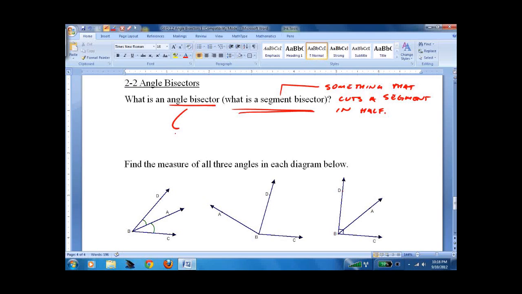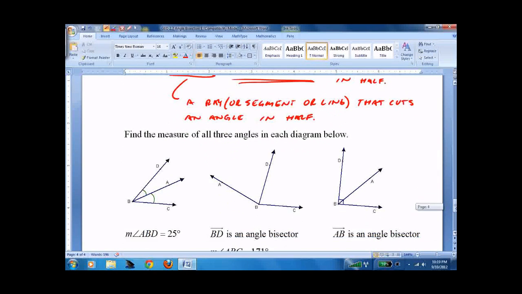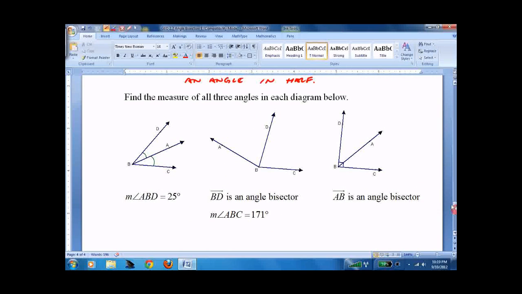Well, an angle bisector cuts, well, let's slow down there, a ray or segment or line that cuts an angle in half. So here's some examples. Best way to learn it.